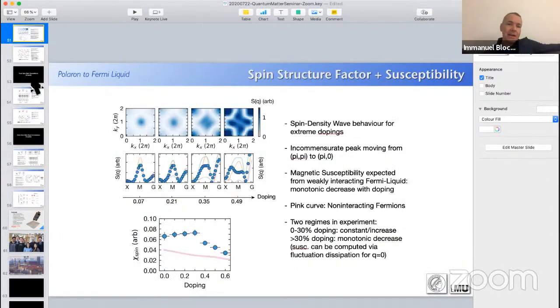But I guess you're seeing this happen in around 0.2 or 0.3. Where do you see that happen? Yeah, so I think we see it happening again. Also, if you look here, between 0.2 and 0.3, this starts to break up. I think, you know, we are not claiming to see stripe phases or something.